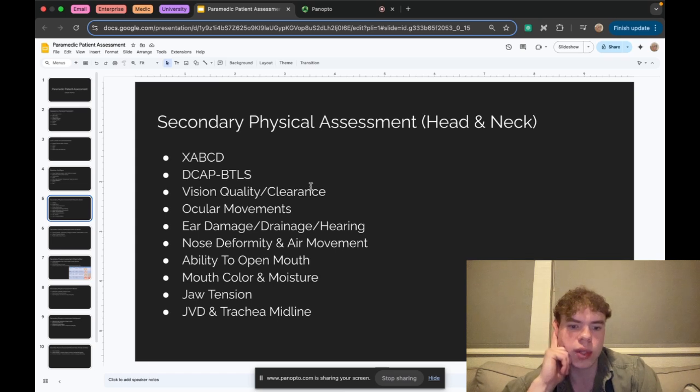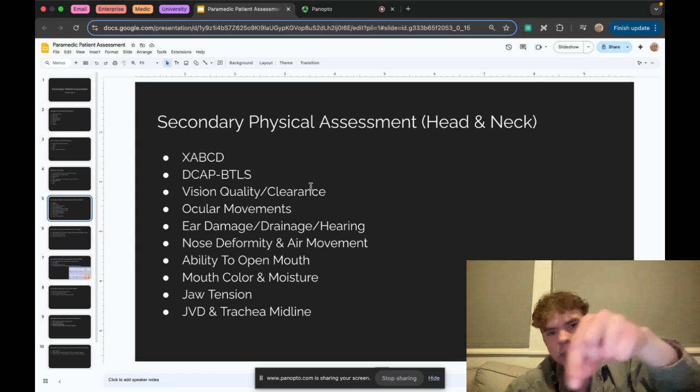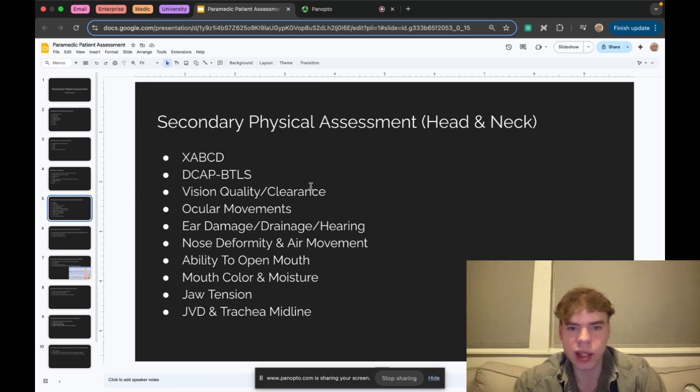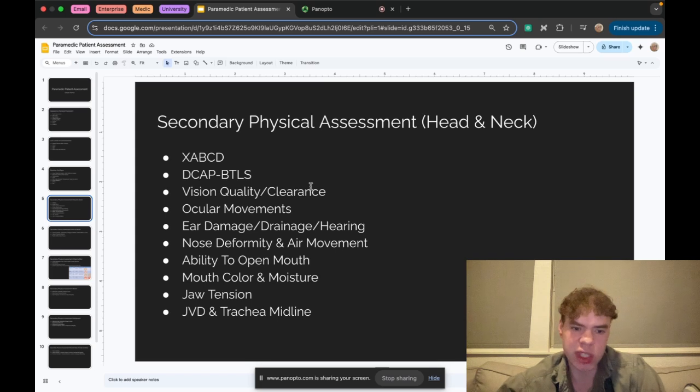You could do the halo test, which is where you basically take a cotton ball and you put the cotton ball up to the ear when their ear is bleeding. And if you see white fluid with a ring of blood on the outside, that is a sign that they have leaking cerebrospinal fluid coming out of their ear. And spinal fluid is basically the fluid outside of the brain. So if you see that, that is a good thing to note to the physician when you get to the hospital.